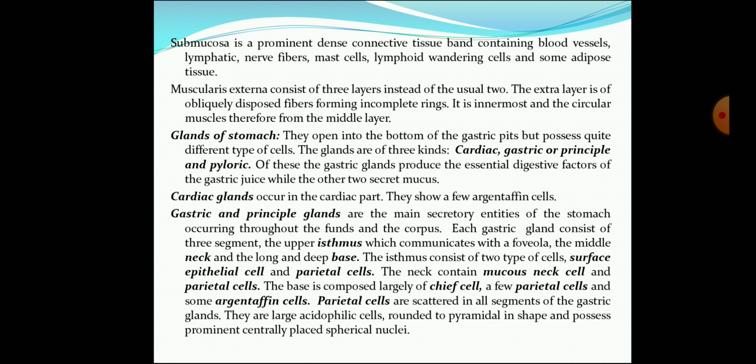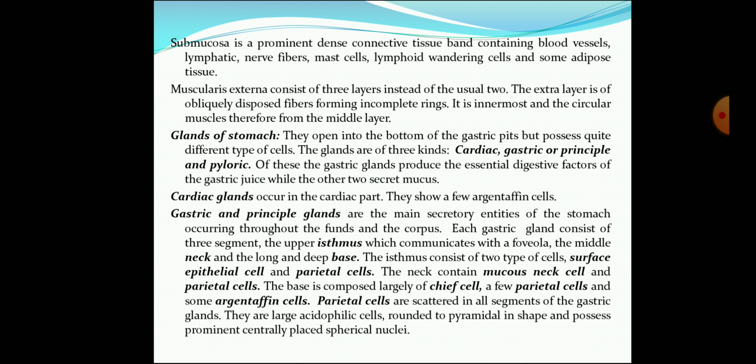Pyloric glands are much shorter than the gastric glands. They are highly branched, tubular, and terminally coiled structures with a wide lumen which communicates with very deep foveolae termed pyloric pits. These are mucus secreting glands but occasionally show parietal and argentaffin cells.